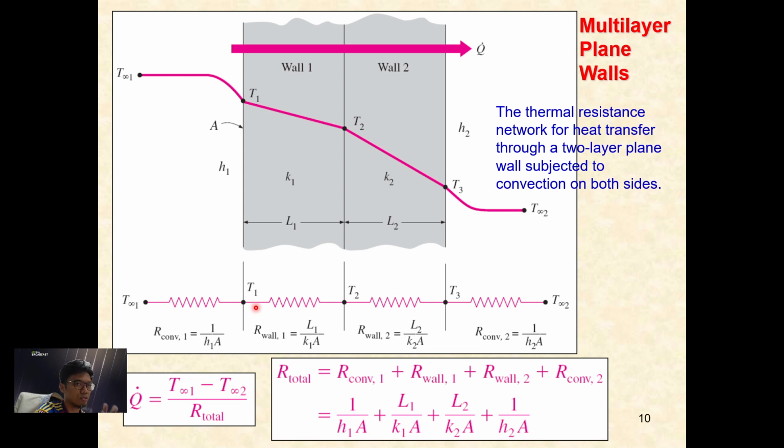For example, I give you a situation here. If the question didn't give you T1, T2 and T3, instead it gives you T infinity 1 and T infinity 2 and all other constants. Can you find T2? T1, T2 and T3 are not given, but you are asked to find T2. Of course, you can find it.